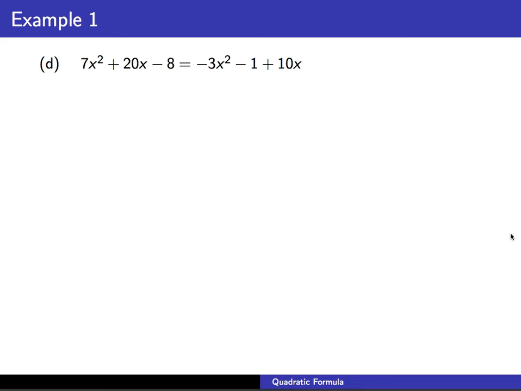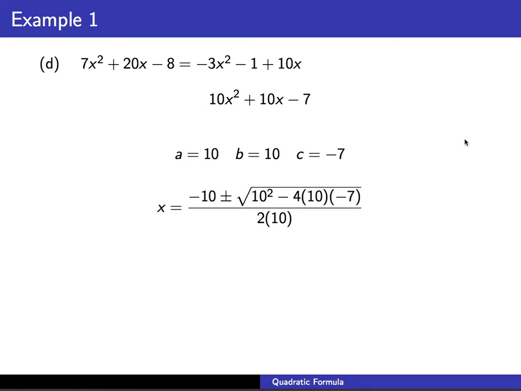All right, part D, we have 7x squared plus 20x minus 8 equals negative 3x squared minus 1 plus 10x. So once again, we need to get this equal to 0. We'll bring each of the terms from the right-hand side over to the left. So we'll add 3x squared to both sides, we'll add 1 to both sides, and we'll subtract 10x from both sides. And when we do that, we get 10x squared plus 10x minus 7. It does equal 0, but the focus is going to be on the values of A, B, and C. So A is 10, B is 10, C is negative 7.